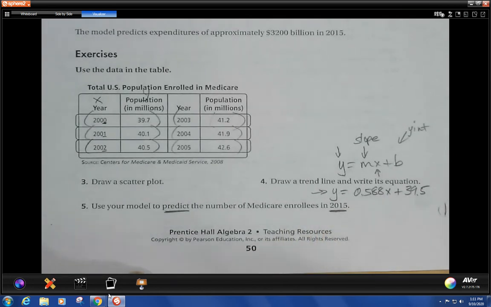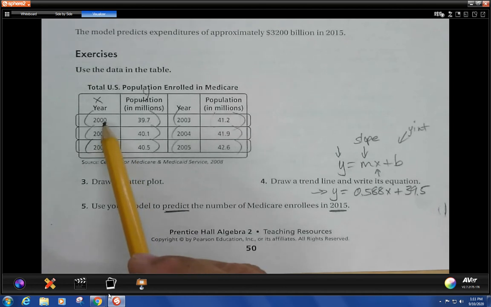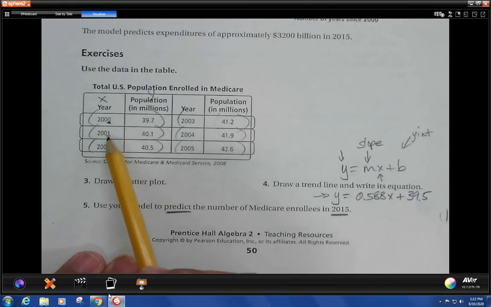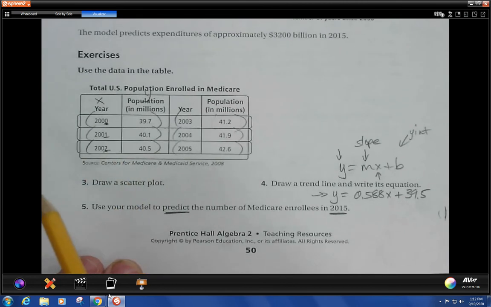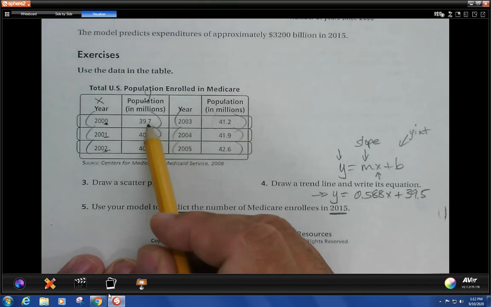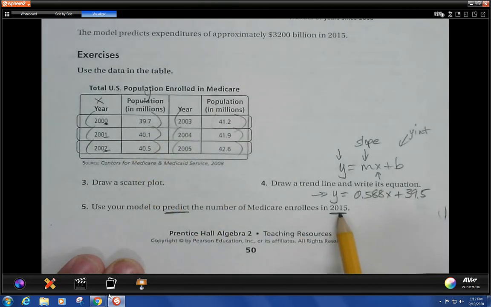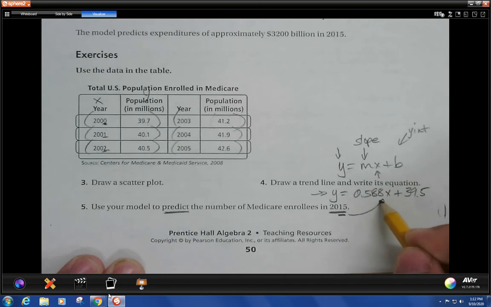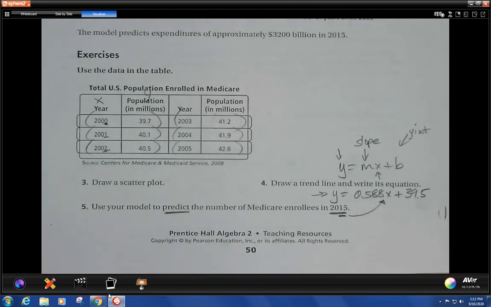Now remember what we did when we graphed. We used this as 0, the year 2000 is 0, the year 2001 is 1, the year 2002 is 2. Here's where that becomes important because we're talking about 2015. So these were my X values. In other words, I put in a 0, I got out a 39.7. So in order to find the number of Medicare enrollees in 2015, I'm going to take this 15 right here, which is all I'm worried about. I'm not worried about the 2015. I'm going to take this 15 and input it for my X right here, and it's going to give me a certain value of Y.